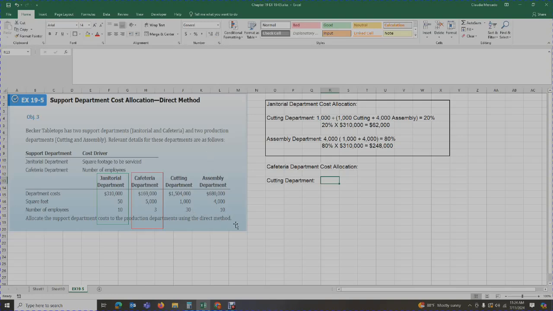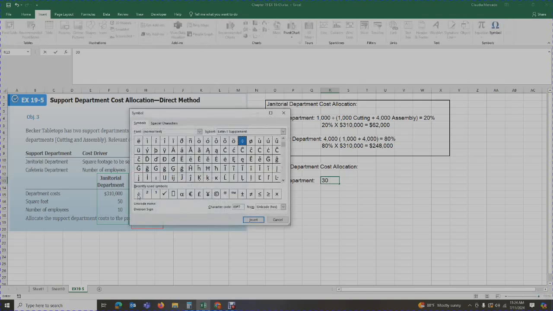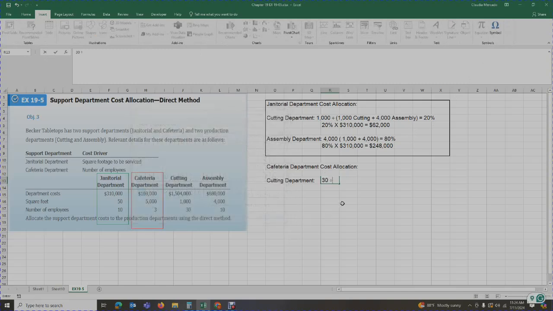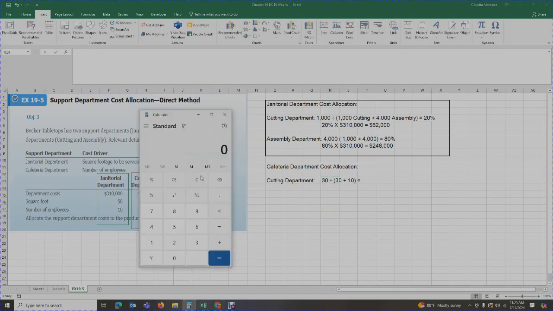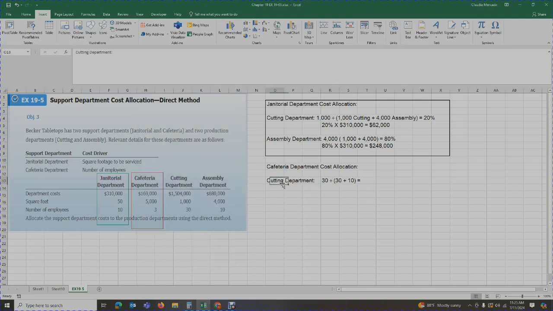Okay, so how many employees does my cutting department have? We have 30 employees, so we're going to get the 30 employees, and then we're going to divide by the sum of the two departments. How many total employees do we have? Well, we have 30 plus 10, so that gives me 40. So we're going to divide 30 divided by 40. That gives me 75%.